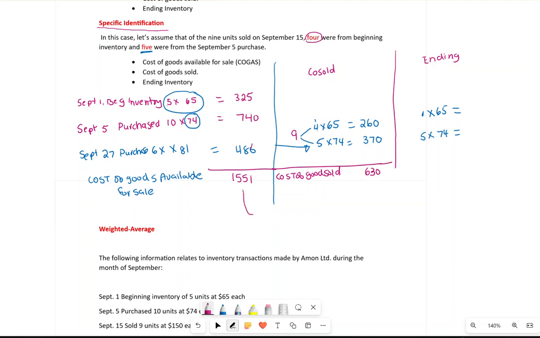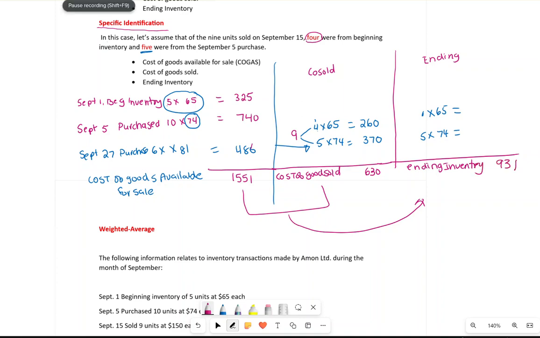And then the difference between the both will give me my ending inventory, and that will be 931. So that will be your ending inventory. So if I were to do that, that will be my 65. I don't have a number for that. I have to use my phone to calculate my ending.